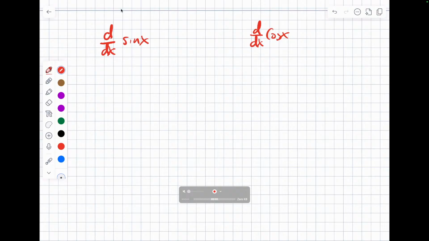Okay. All right, so derivative of sine of x and the derivative of cosine of x. Winston, you want to teach this? Sorry. Because I want to take a break. Okay.